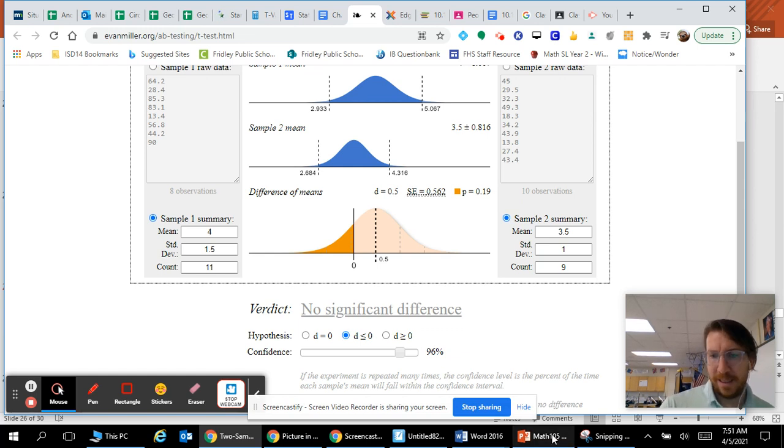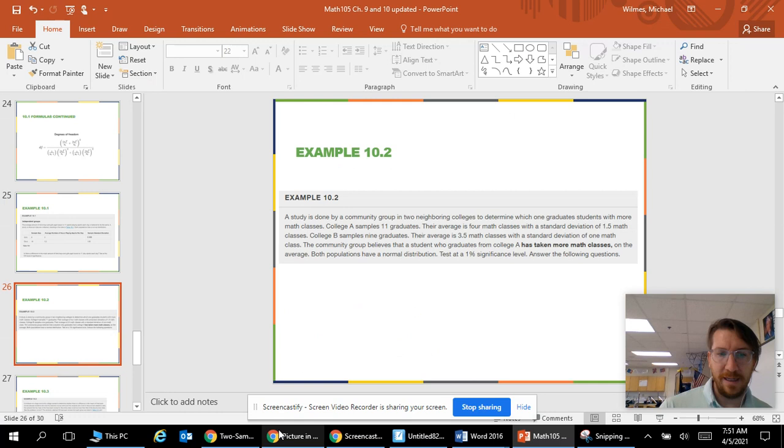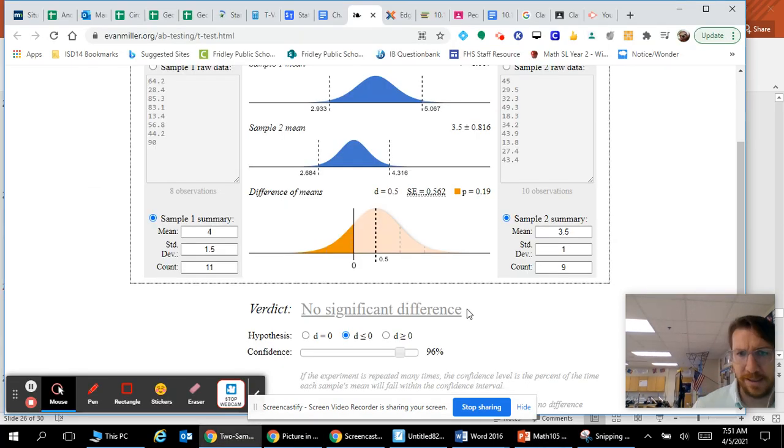And we wanted to test this at the 1% significance level. Well, 19% is not rare compared to 1%. It's not even rare compared to 5%. So if our p-value is ever above 0.05, we will never reject. And they tell us here, this calculator is really handy. So no significant difference.